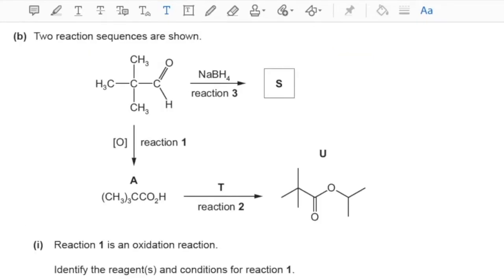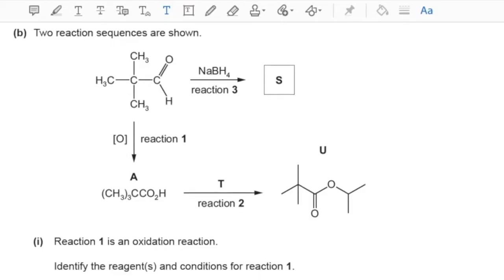Part B2, reaction sequences are shown. Part 1, reaction 1 is an oxidation reaction. Identify the reagents and conditions for reaction 1. Okay, so this is an aldehyde, this is a carboxylic acid, this is undergoing an oxidation reaction.